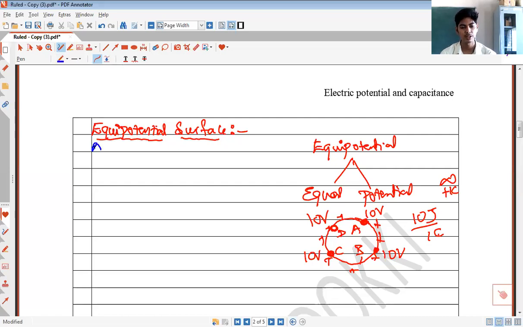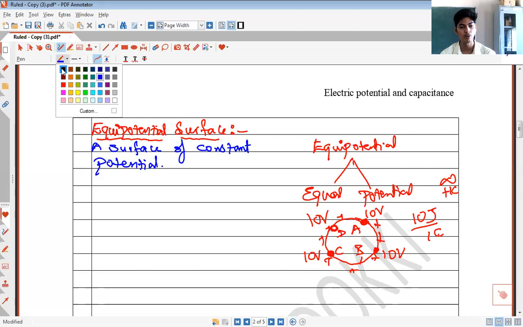A surface of constant potential is called an equipotential surface. Or you can also say it is a surface over which electric potential is the same at each and every point. If electric potential is the same at every point, such a surface can be called an equipotential surface.